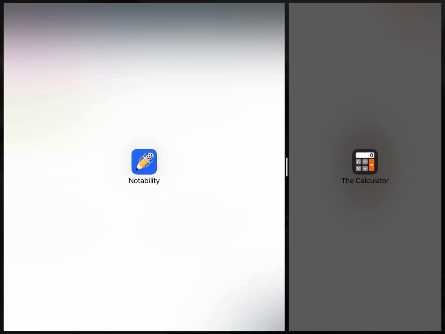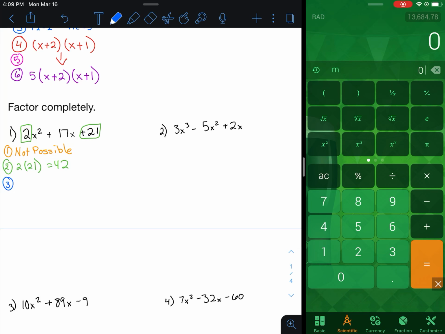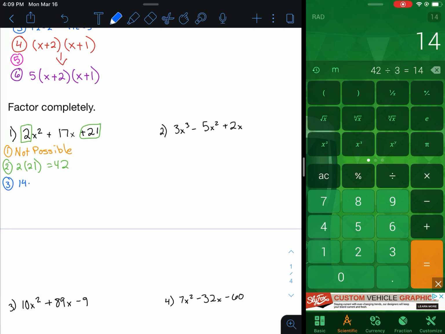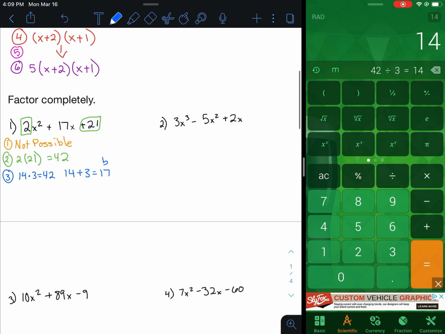So what I'm going to do is check those factors on my calculator. 42 divided by 3. There we go. So I have 42. So 14 times 3 gives me 42, and 14 plus 3 gives me 17. This is my b value, and that's my new c value of 42.